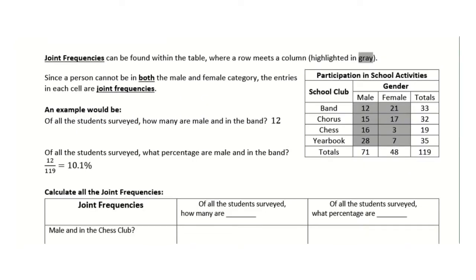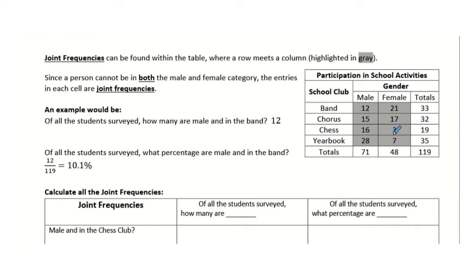Joint frequencies can be found within the table where a row meets a column. In this example, they are highlighted in gray. So all of these will be joint frequencies. Since a person cannot be in both the male and female categories, the entries in each cell are joint frequencies.